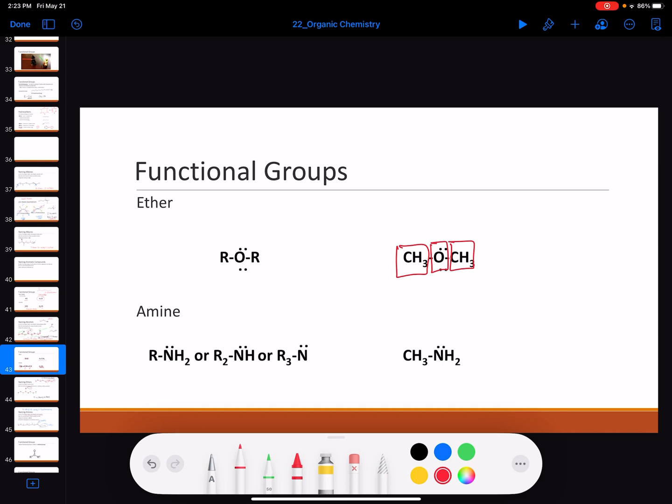Amines have a nitrogen in them. So you've got a nitrogen. That nitrogen could be attached to one R group, two R groups, or three R groups. It could have up to 3 carbon chains attached to it.